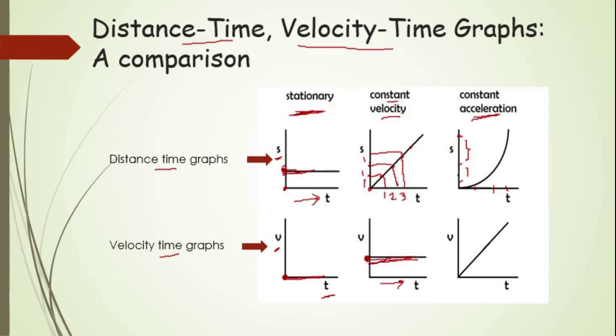But in a velocity time graph, the velocity is increasing, but it's increasing at a constant rate, right? Acceleration is constant. So the velocity time graph is a straight line, right? The velocity increases at constant rates in constant time intervals. So this is a straight line.